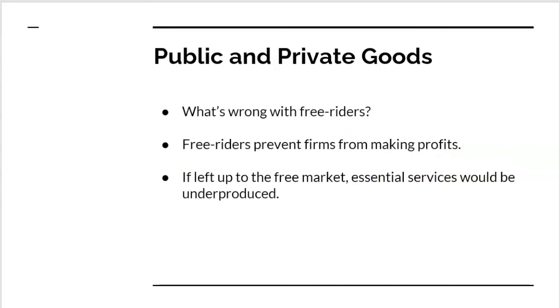And so the thing that's wrong with free riders is that it prevents firms from making a profit. And because of that, firms are really hesitant to provide those goods and services. And so if it were solely left up to the free market, all these essential services like sanitation, like streetlights, like national defense would be underproduced because companies wouldn't be able to make a profit, and they wouldn't be able to prevent those that aren't paying for the good from consuming the good. And that's when the government is going to step in and provide these goods and services in lieu of these private companies.